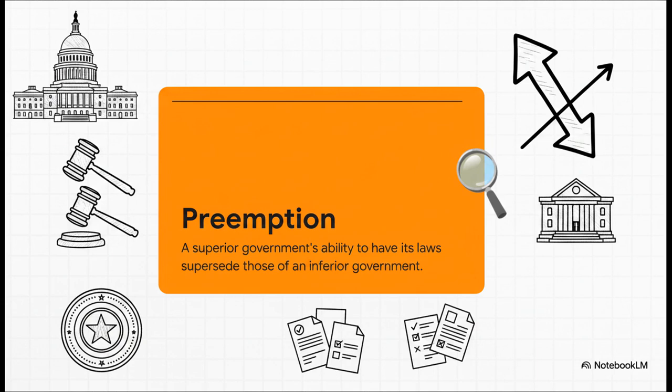Basically, preemption is a superior government's ability to have its laws completely supersede those of an inferior government. Under the U.S. Constitution, federal law is the supreme law of the land, which means in certain situations, a federal privacy law will completely override or preempt any state laws that are trying to regulate the exact same thing.